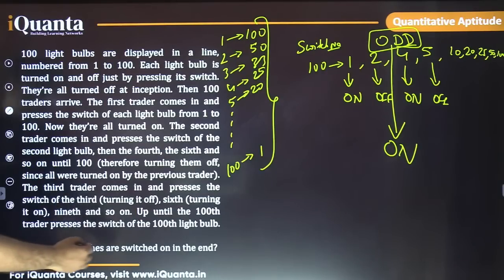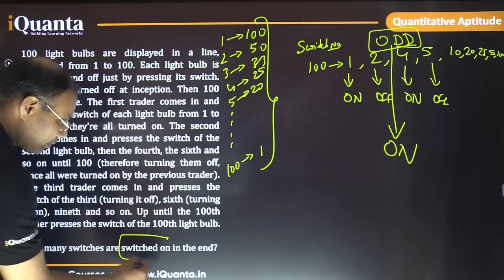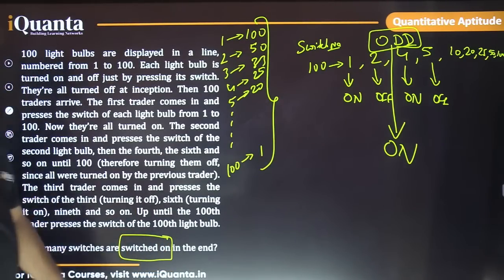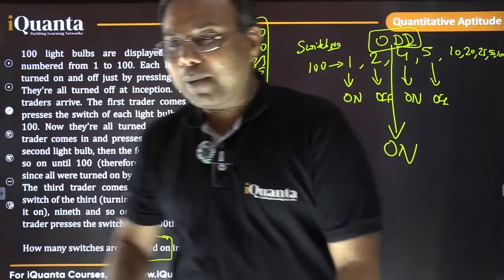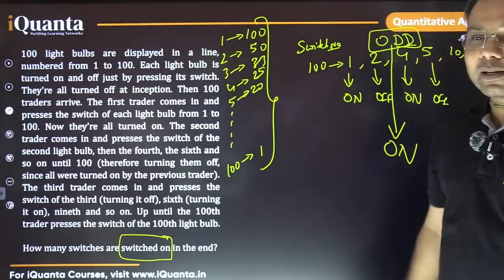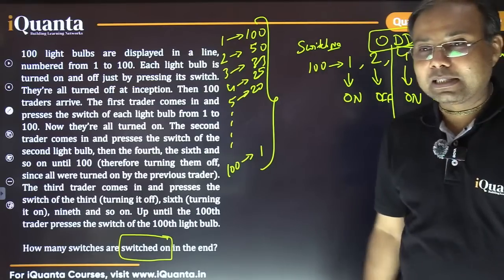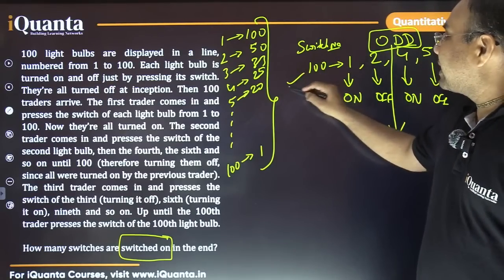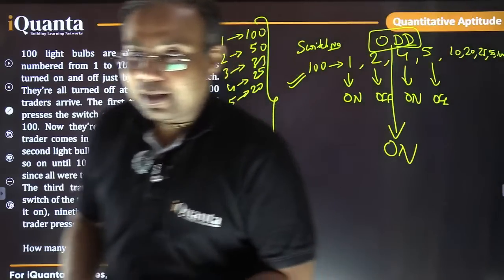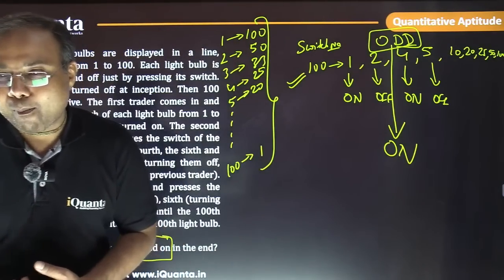How many switches are switched on in the end? So those which are perfect squares. Now, can you tell me how many are perfect squares till 100? We just need to see how many switch numbers are perfect squares. So tell me, how many perfect squares are there till 100?